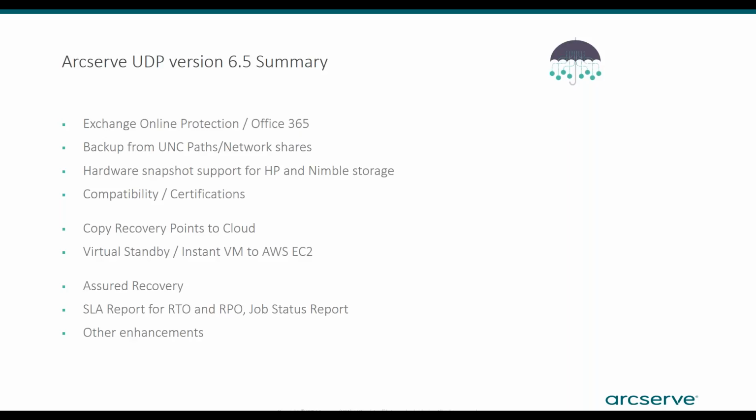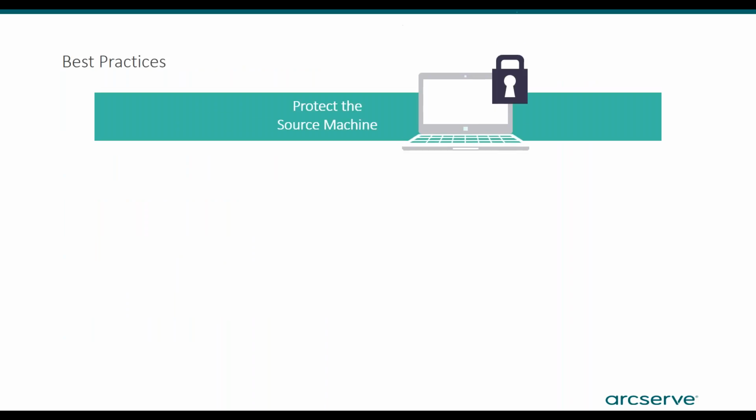Just a summary slide. What's added and new to UDP 6.5: the Exchange Online support, the UNC path support, certifications and compatibility for new OSs, new virtual instances, assured recovery, SLA reporting, things like that as well.